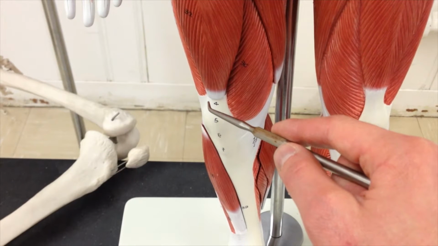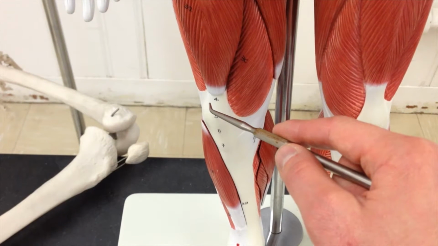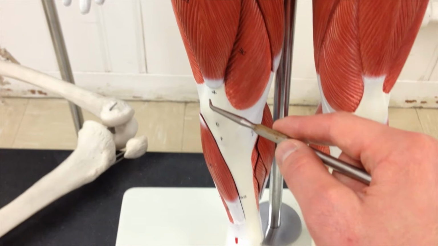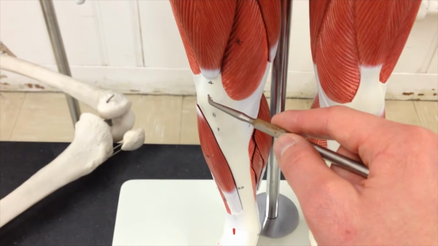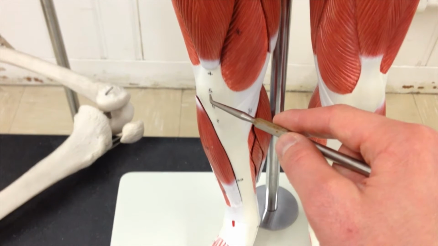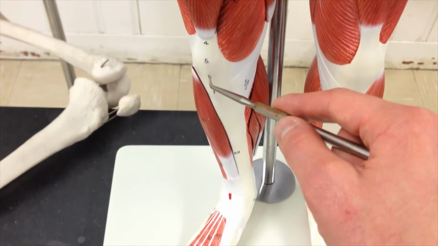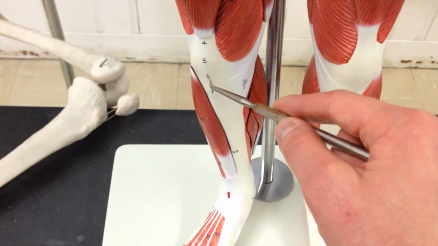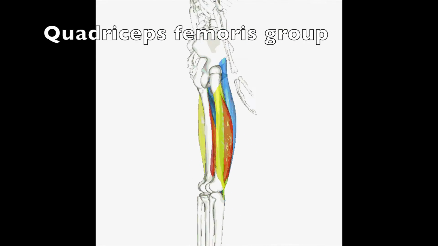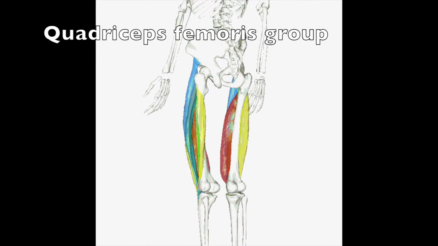All four of these muscles have a similar insertion to the patellar ligament, which continues as the patellar ligament to the tibial tuberosity. Each of the four muscles has a unique origin or origins.